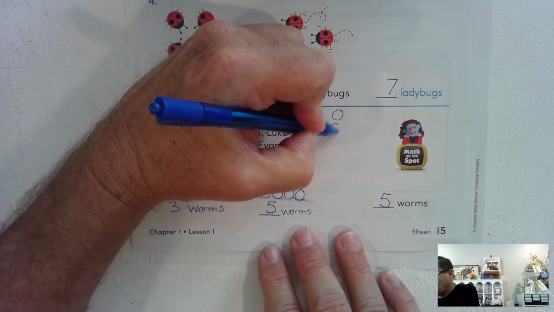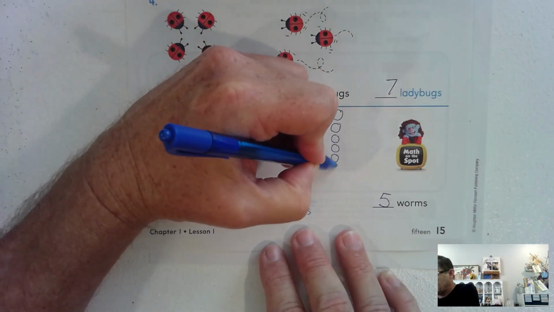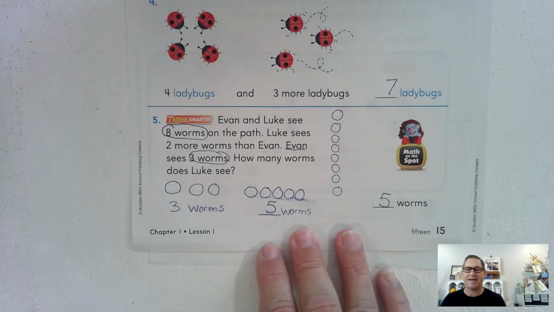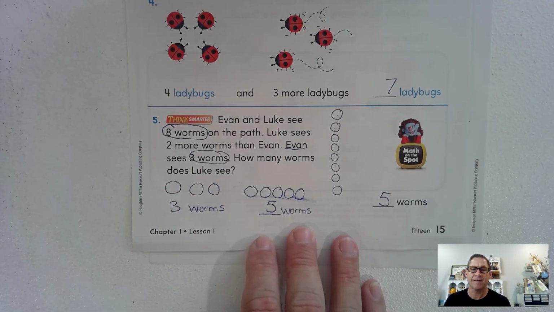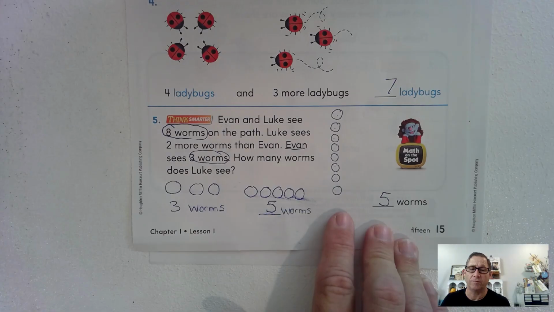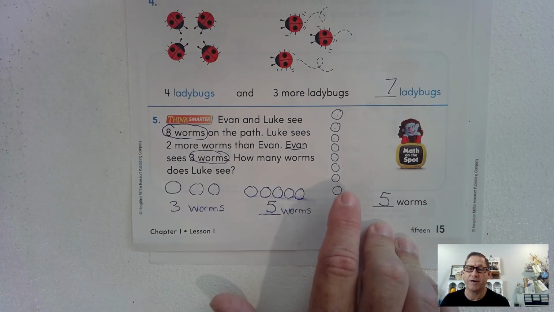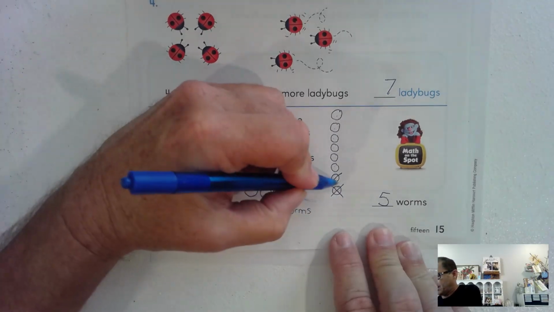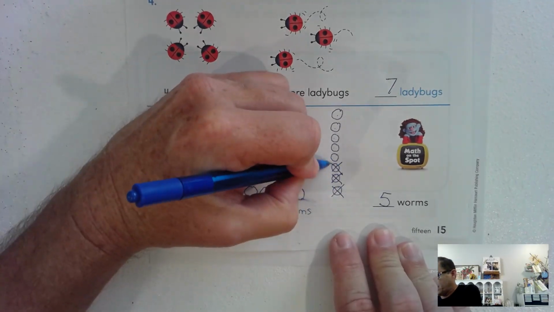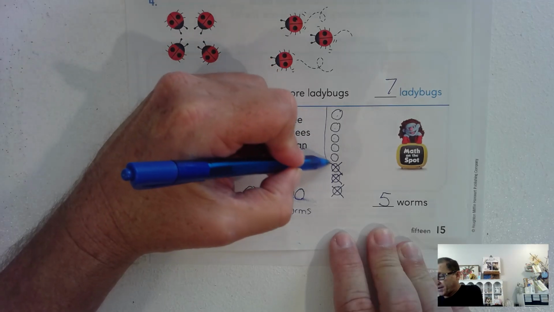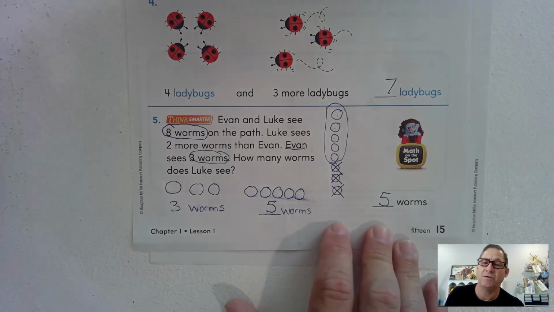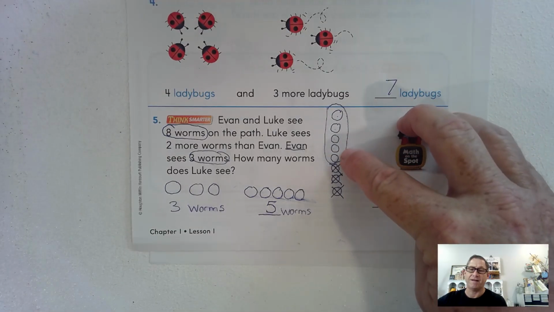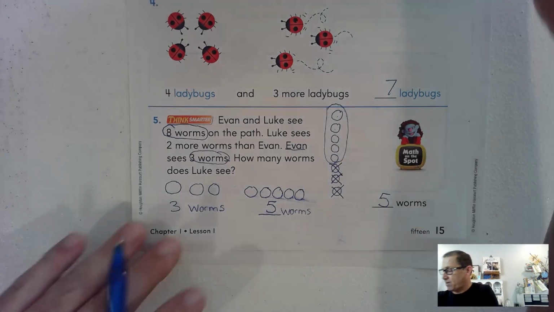We can draw the total number of worms the boys saw. 1, 2, 3, 4, 5, 6, 7, 8, right? And then we can cross out the number of worms that Evan saw. Evan saw 3. 1, 2, 3. So let's cross out 3. 1, 2, 3. The parts remaining is what Luke saw. So Luke saw 1, 2, 3, 4, 5. Okay. All right. Let's go to page 16.